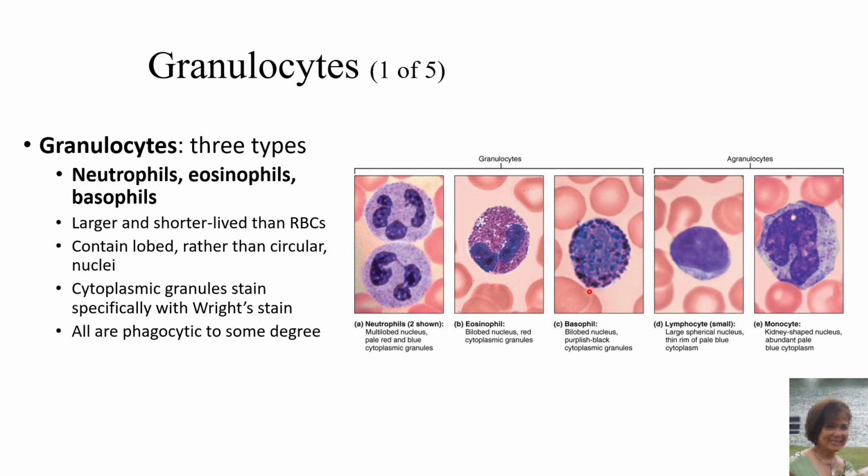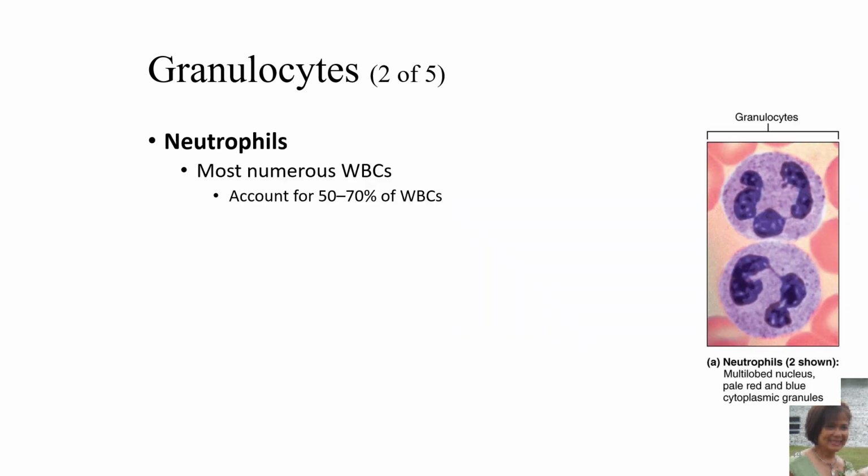And the basophil granules is actually dark stain. Then these two are your agranulocytes. I'm going to get into that when we get into it. Okay, so here's your neutrophil. The neutrophil pretty much accounts for 50 to 70% of all white blood cells.